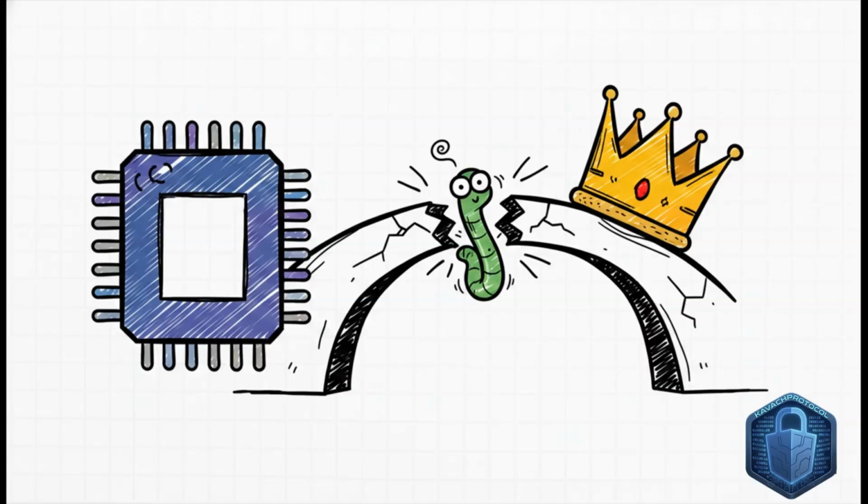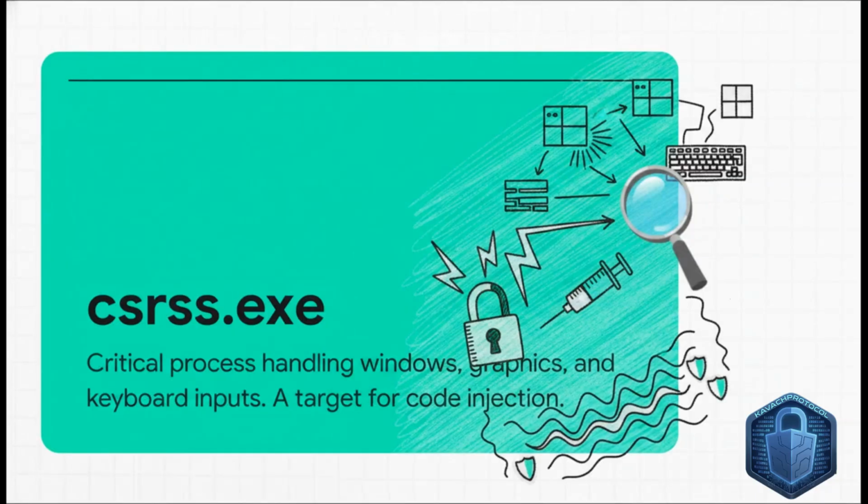But man, a buggy, poorly coded third-party driver running in Ring 0, that is a massive vulnerability. In fact, it's one of the most common vectors attackers use for privilege escalation. And hey, we really can't talk about critical processes without mentioning csrss.exe. This is the client/server runtime subsystem. Now, even though this actually runs in user mode, it's absolutely critical because it routes your window graphics and your keyboard inputs. If an attacker manages to inject malicious code into this specific process, they gain some seriously dangerous capabilities over exactly what you see and what you type.